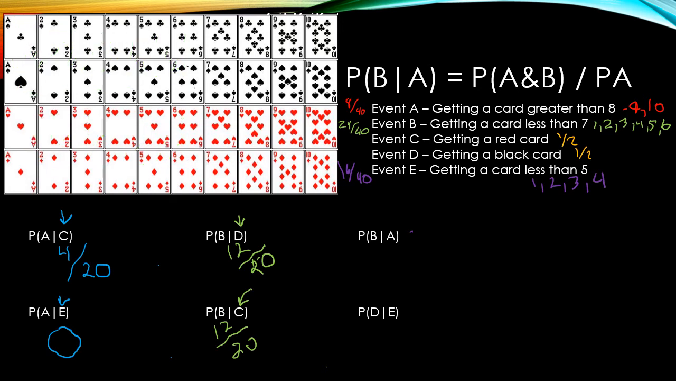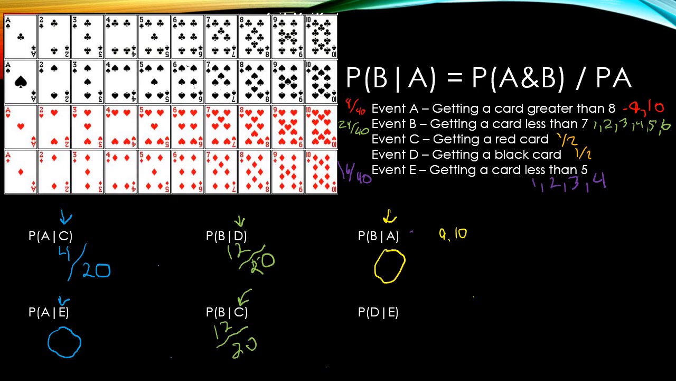So our next problem is, what's the probability of B given A? So A, the given condition, is getting a card greater than 8. So I know that I'm choosing from the 9s and 10s of all of the sets. Now the probability of B is getting a card less than 7. If I only have 9s and 10s to choose from, there's no way I can pull out a 7. So that probability is 0.